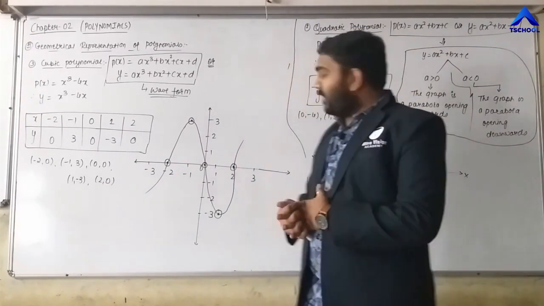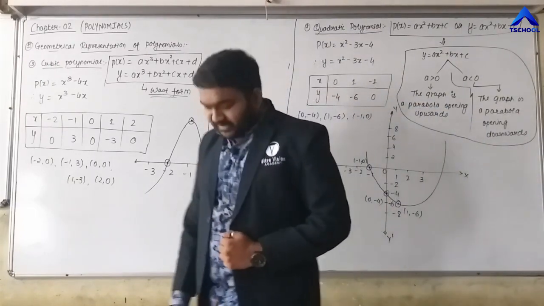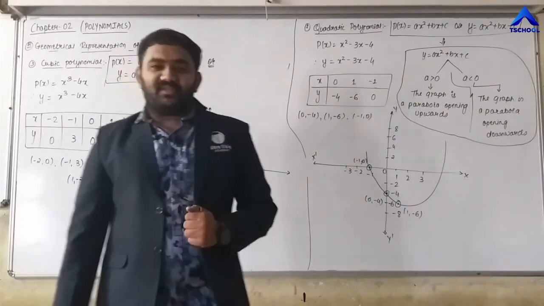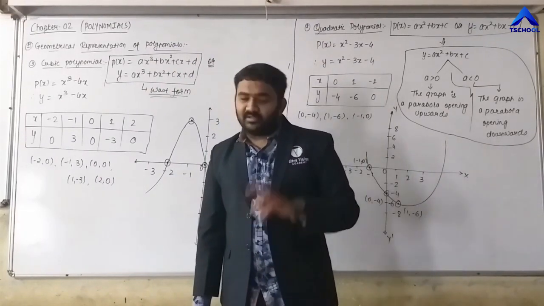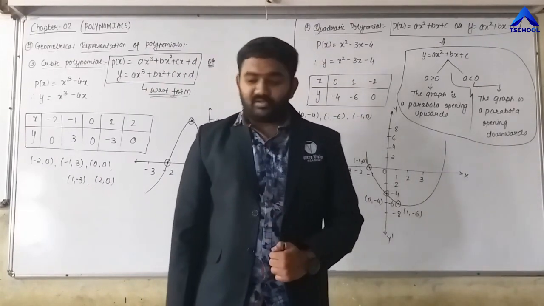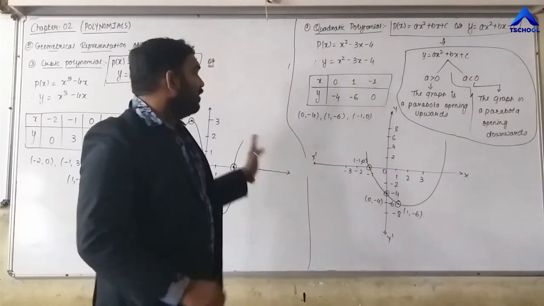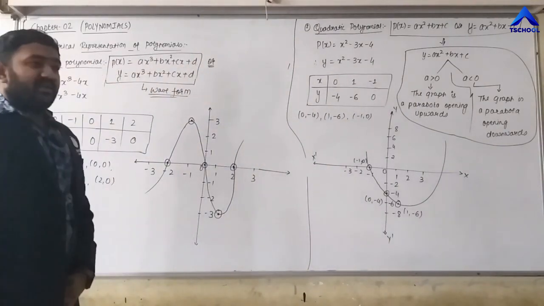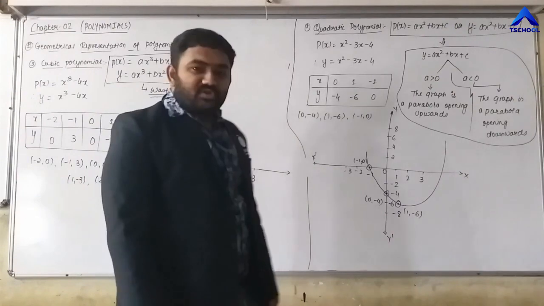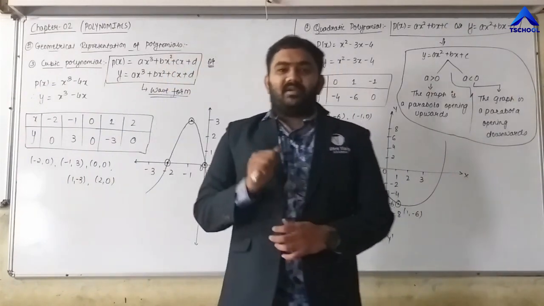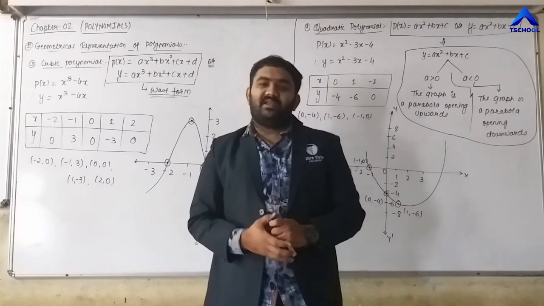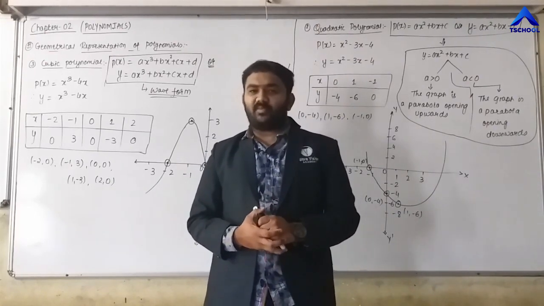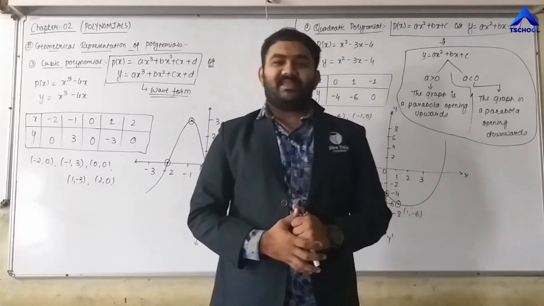So friends, let us recall what we studied today: the basic definition of a polynomial, then the degree of the polynomial, then the zeros of the polynomial, and lastly the geometrical representation of polynomials. We shall stop here for today. Recall it by yourself, take a look over it, and we shall continue with the relationship of the zeros and the coefficients in the next lecture.